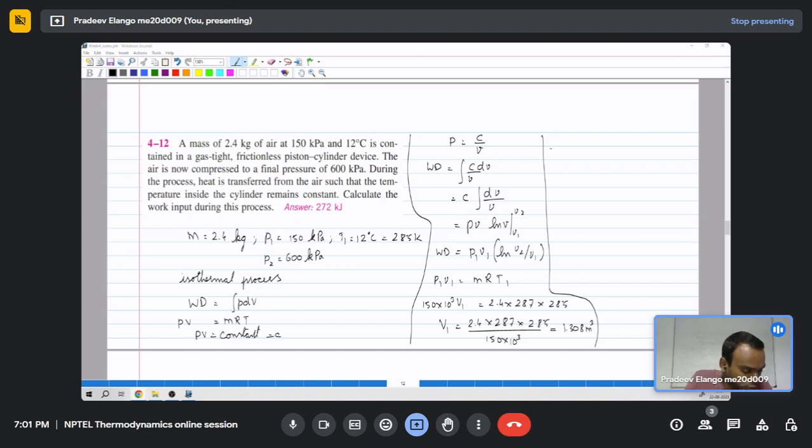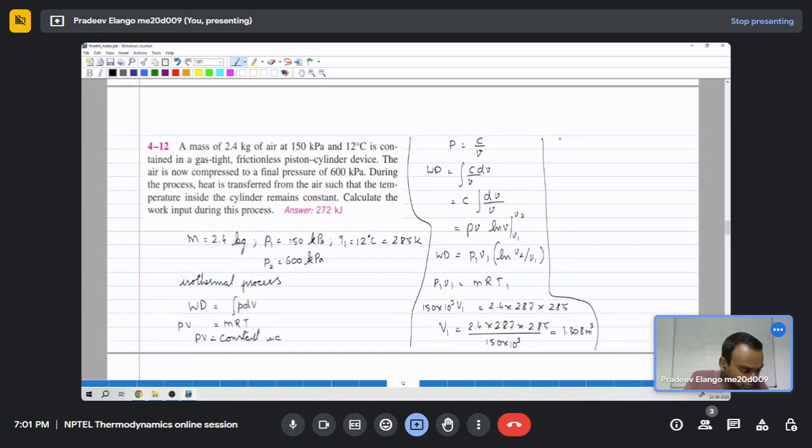Now we need to know V2 by V1, but we know the pressure relation, right? So we know P1 V1 equal to P2 V2. So V2 by V1 is equal to P1 by P2. That is 150 by 600, so that is 1 by 4. Now we can write work done is equal to P1, which is 150 into 10 power 3 into V1, which is 1.308, into ln of 1 by 4. So we can calculate the value of work done.